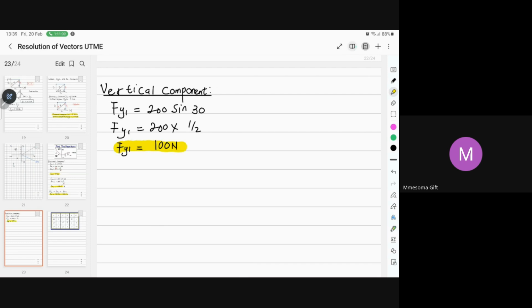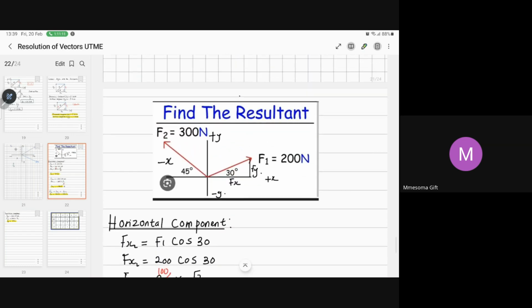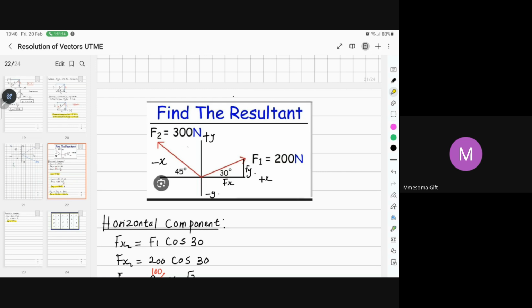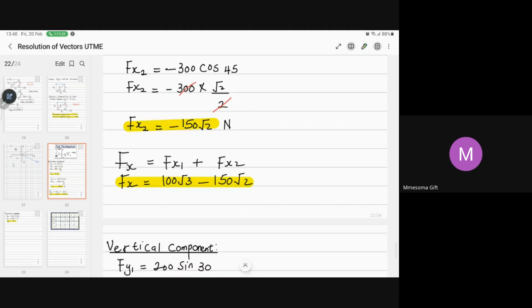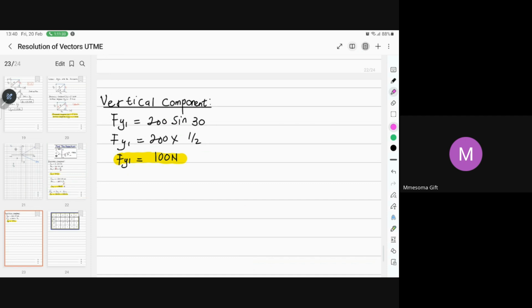Good. Now the second one, vertical component of the second force. Remember that this particular force is still on the positive y-axis. I want to push it up to stand up straight on this line, to resolve it to the vertical direction. The angle is with the horizontal, 45 degrees, so I'm going to have sine again. Fy2 will be equal to what? The value there is 150, right? 150 sine 45.